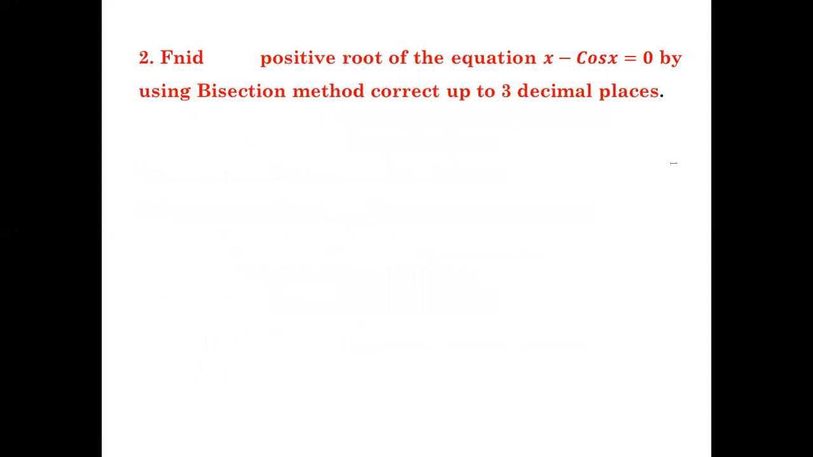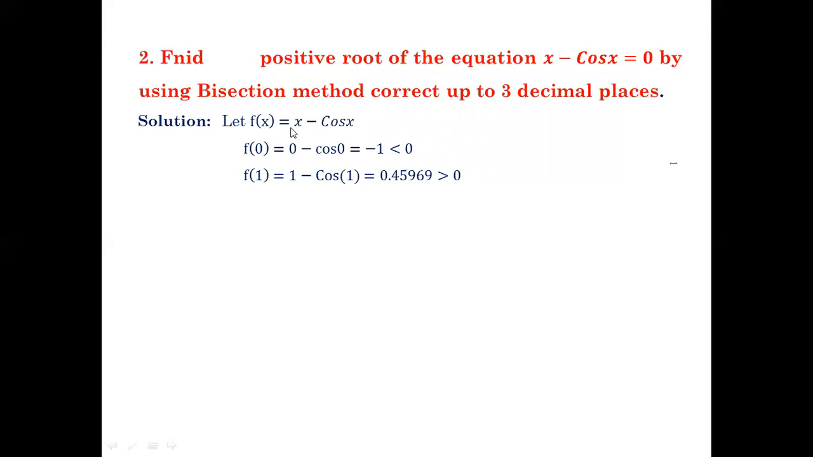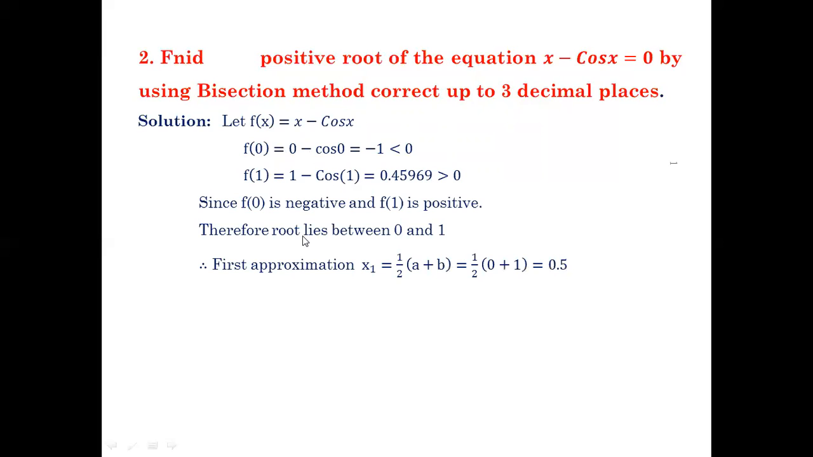Next example, find the positive root of the equation x minus cos x is equal to 0 by using the bisection method, correct to 3 decimal places. Given function f of x equals x minus cos x, you find f of 0. f of 0 is 0 minus cos 0, and cos 0 is 1, that is minus 1, less than 0. Then f of 1 is 1 minus cos 1, which is equal to 0.45969, positive, greater than 0. Therefore, f of 0 is negative, f of 1 is positive, so the root lies between 0 and 1.